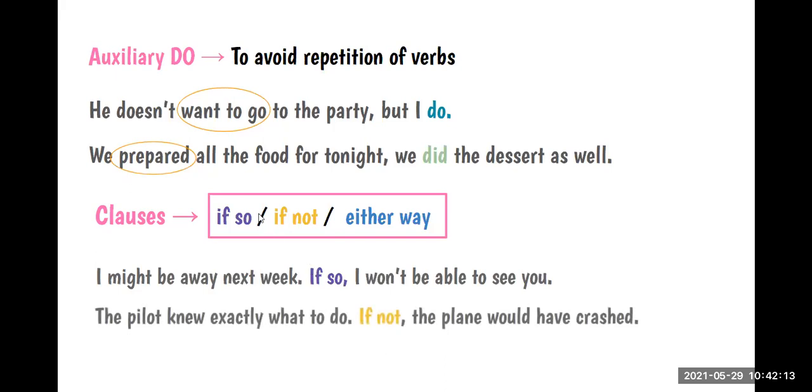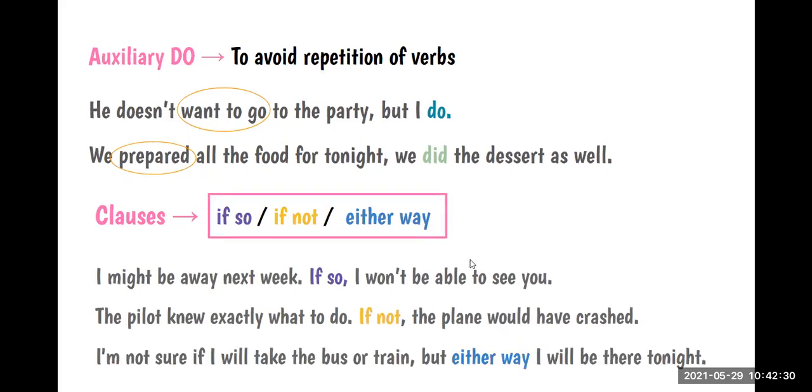Okay, here we have another one. The pilot knew exactly what to do. If not, the plane would have crashed. So, to avoid repetition, we use if not. And here we have another one. I am not sure if I will take the bus or train, but either way, I will be there tonight. Okay? So, to avoid the repetition of the whole clause, we use if so, if not, or either way. Okay? Any questions about this?